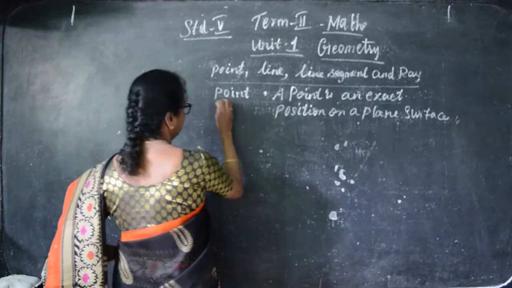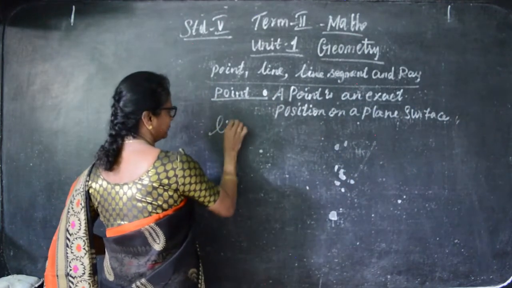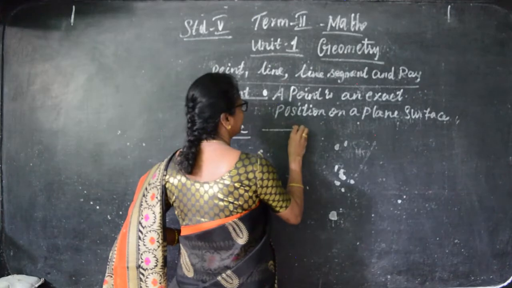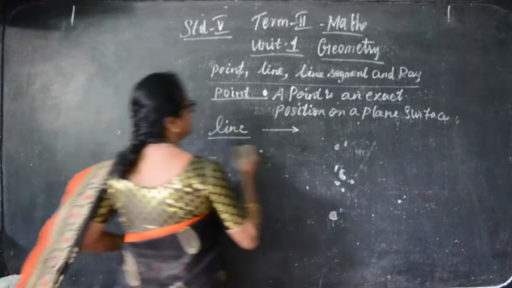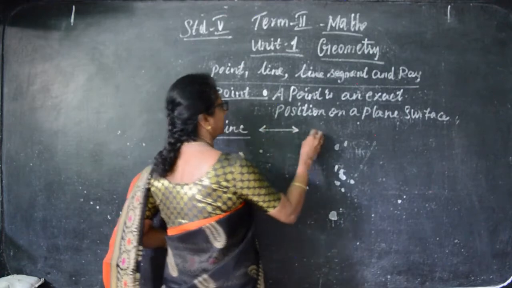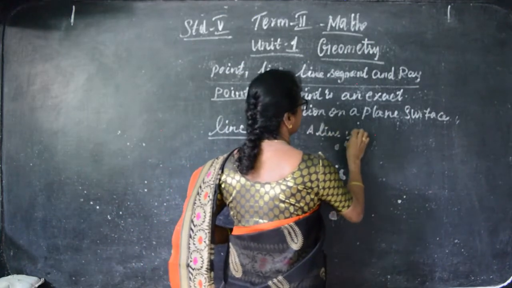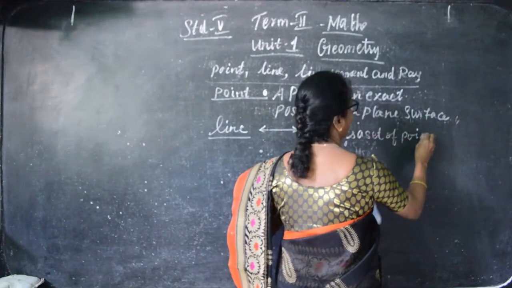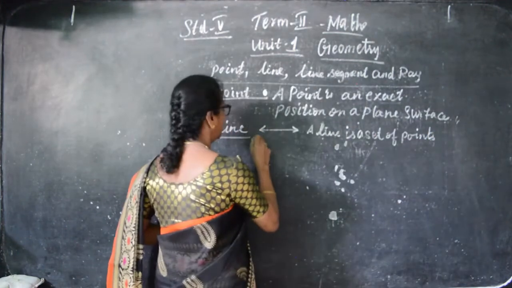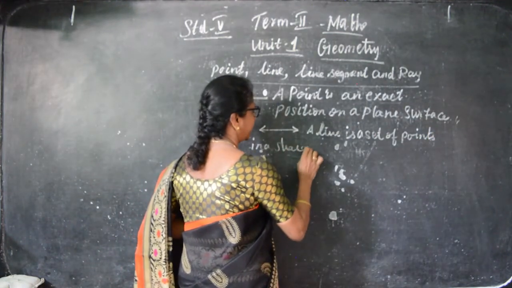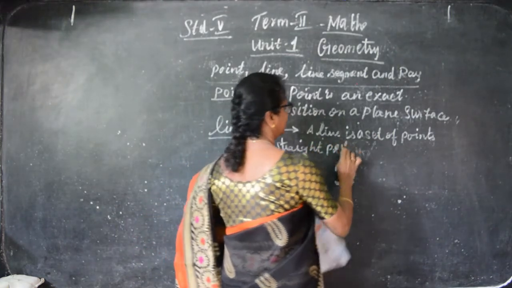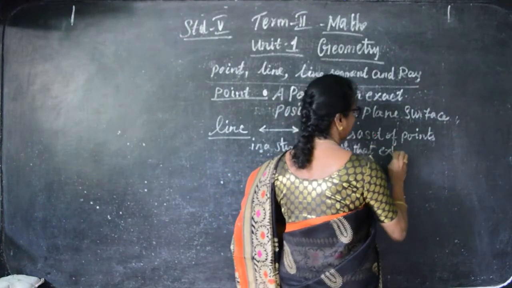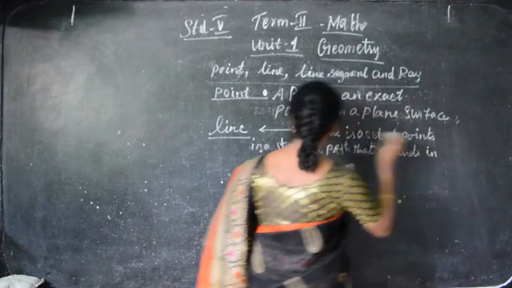So line also you might have known. A line is a set of points. Set of points means you have one point and you have one point. A line is a set of points in a straight path that extends in opposite direction.